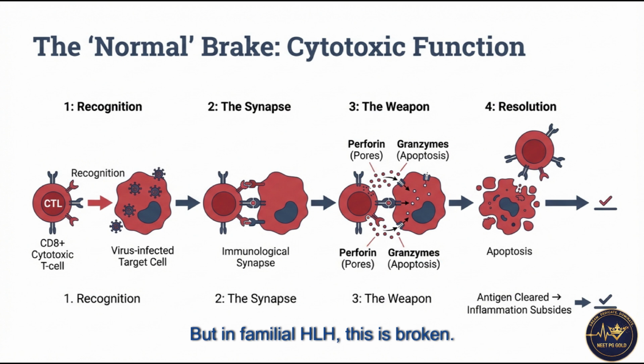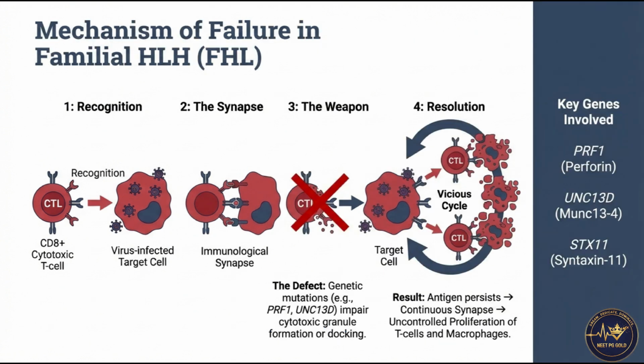But in familial HLH, this is broken. The recognition happens, the synapse forms, but the weapon fails. Key genetic mutations to remember for your exam are PRF1, coding for perforin, and UNC13D, involved in vesicle docking. Because the target cell doesn't die, the antigen persists.